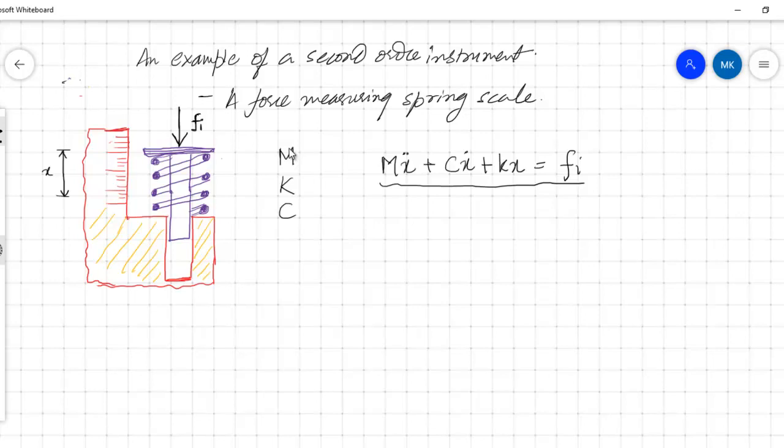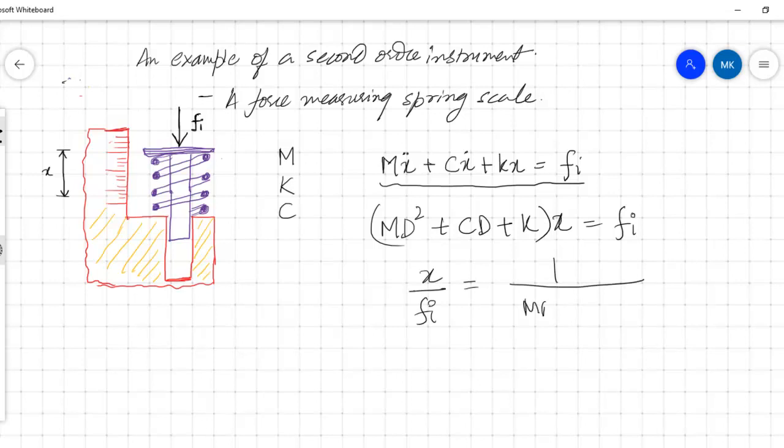For this instrument, if we want to put this in a very standard form, the way second order instruments are put in, we can put it in this form: (m D squared plus c D plus k) into x is equal to f of i. Accordingly, we get the transfer function, which is output upon input, equal to 1 upon (m D squared plus c D plus k). Now the standard form of second order systems is this way.